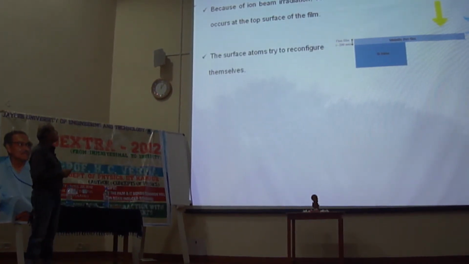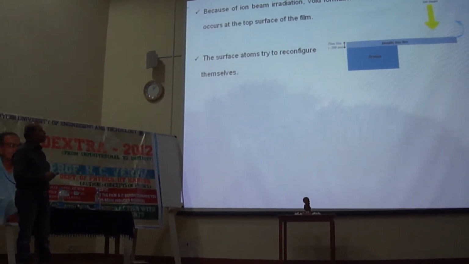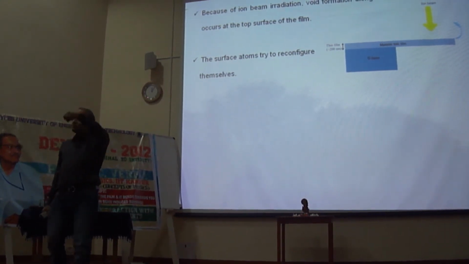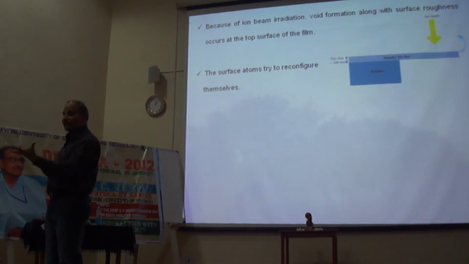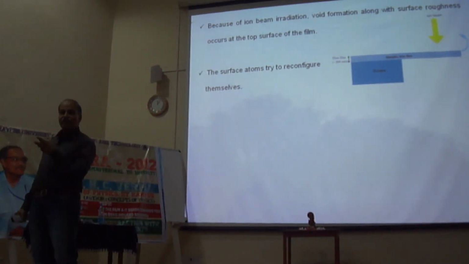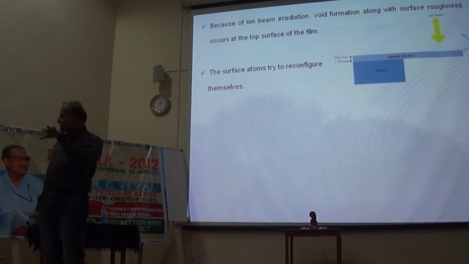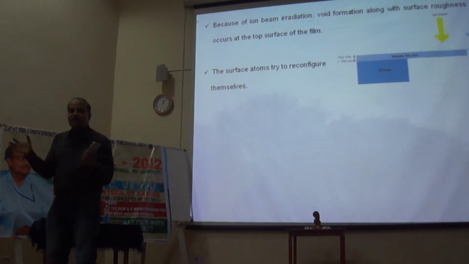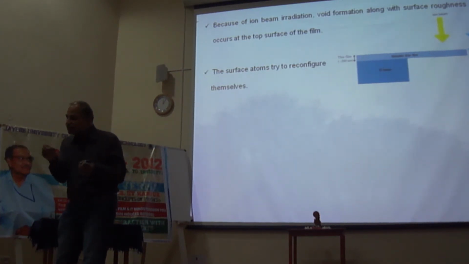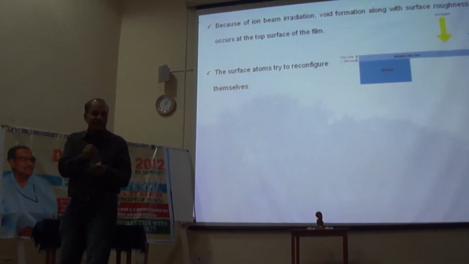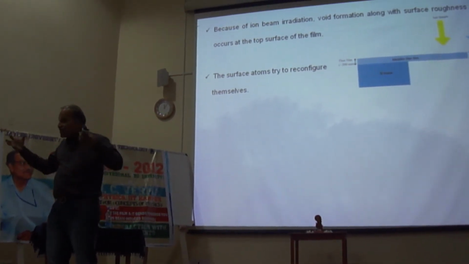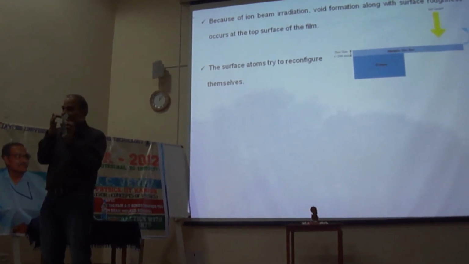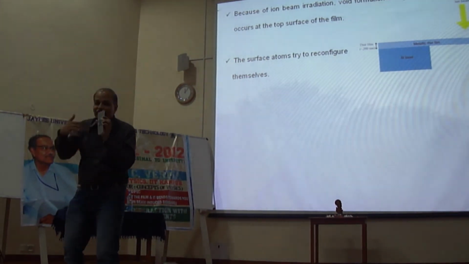So why did it come up? Because of the ion beam irradiation, void formation along with surface roughness occurs at the top surface. When these gallium ions hit the top surface, vacancies form because atoms are removed there, so you have gaps, and the surface also becomes rough. And so if the volume is decreased, you create some small vacancies, and the surrounding material will try to shrink.